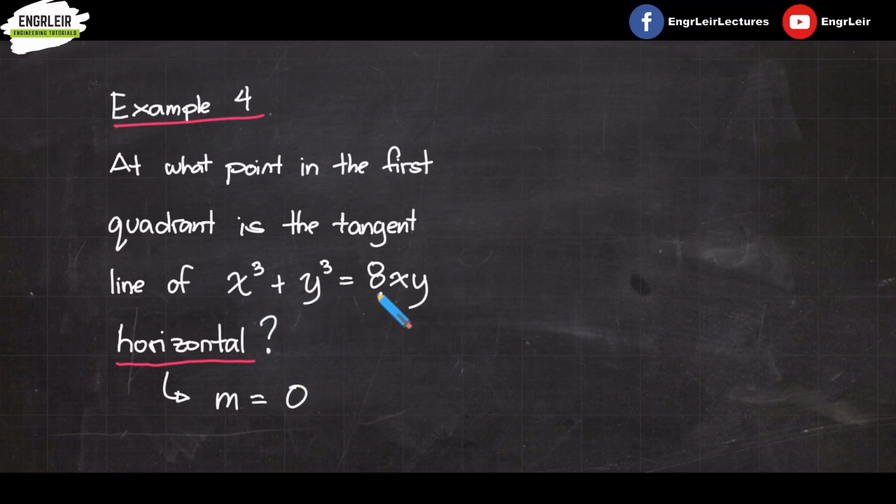Okay, so let's get an expression for the slope of this function. Again, we will use implicit differentiation to get the slope, which is the first derivative. So by implicit differentiation, we have 3x squared.